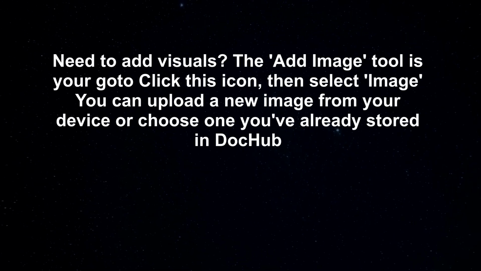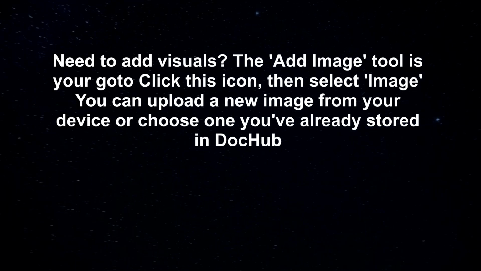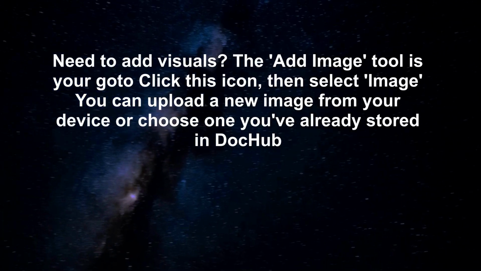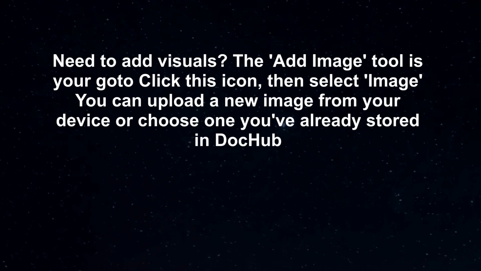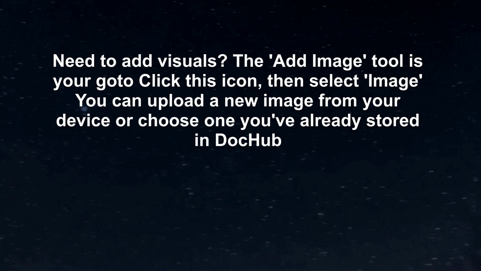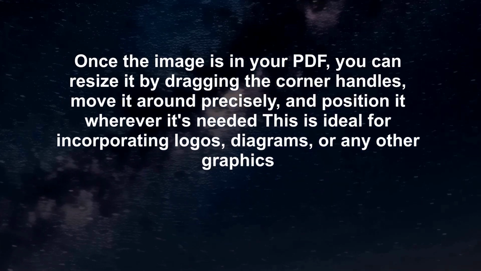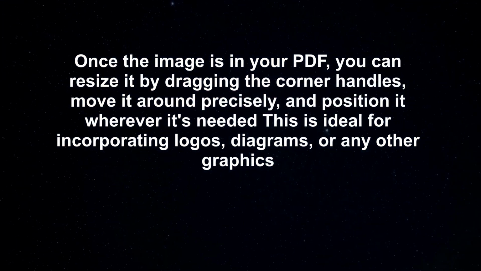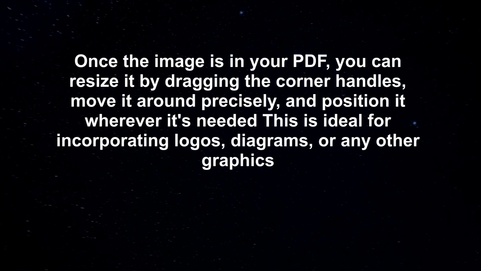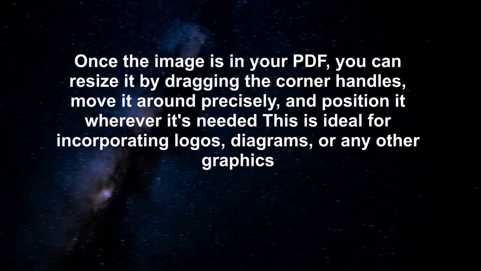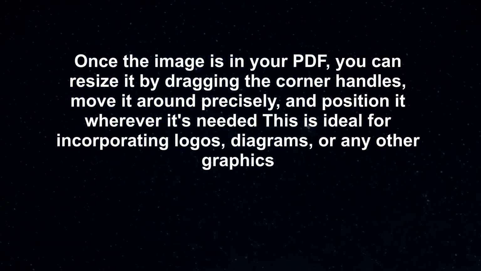Need to add visuals? The Add Image tool is your go-to. Click this icon, then select Image. You can upload a new image from your device or choose one you've already stored in Dochub. Once the image is in your PDF, you can resize it by dragging the corner handles, move it around precisely, and position it wherever it's needed. This is ideal for incorporating logos, diagrams, or any other graphics.